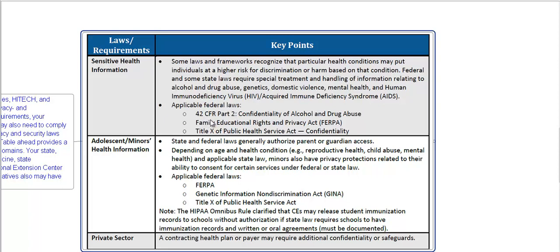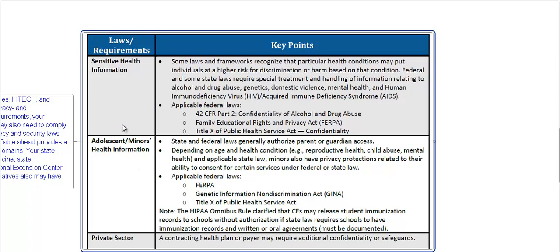Applicable federal laws: 42 CFR Part 2, Confidentiality of Alcohol and Drug Abuse; Family Educational Rights and Privacy Act (FERPA); and Title X of the Public Health Service Act (Confidentiality).